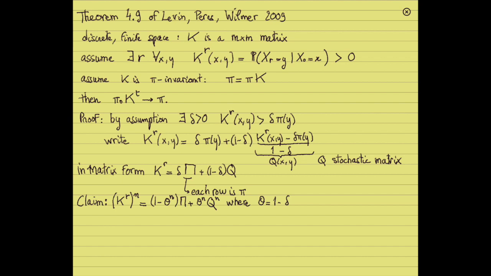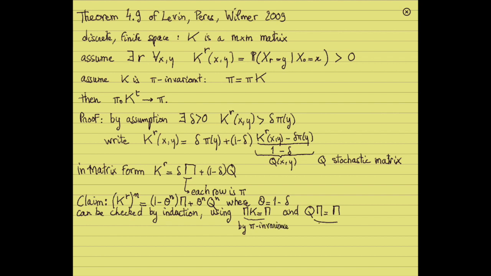And this can be checked by induction. So what we've just written above is the case where n is equal to 1. And we can check that if it's true for little n, it's true also for n plus 1, by induction. And for that, we simply use two properties. Pi times k is equal to pi. That's the pi invariance of k. And furthermore, q times pi is equal to pi. That's simply because q is a stochastic matrix.